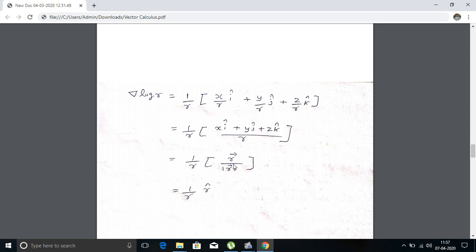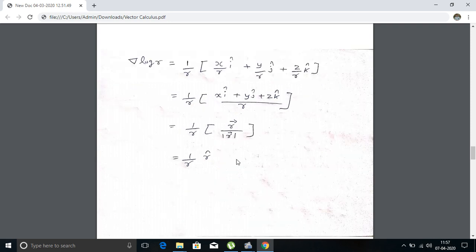And what is r? It is the magnitude of the given vector. Clear? Now by the definition of unit vector, we can write this as r cap, because a unit vector is defined as the given vector divided by its magnitude. Hence we have proved del log r is equal to r cap divided by r.